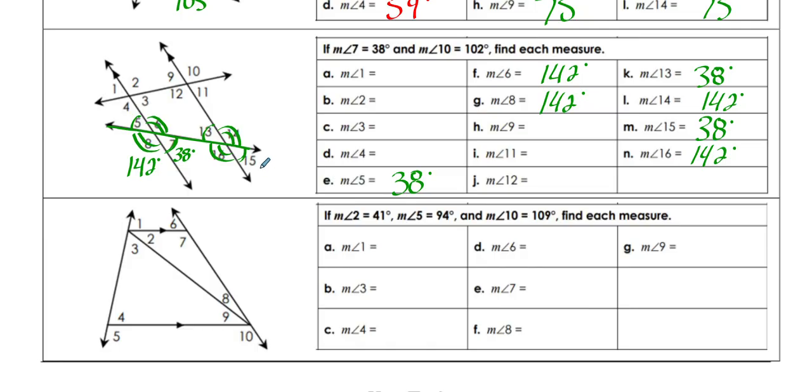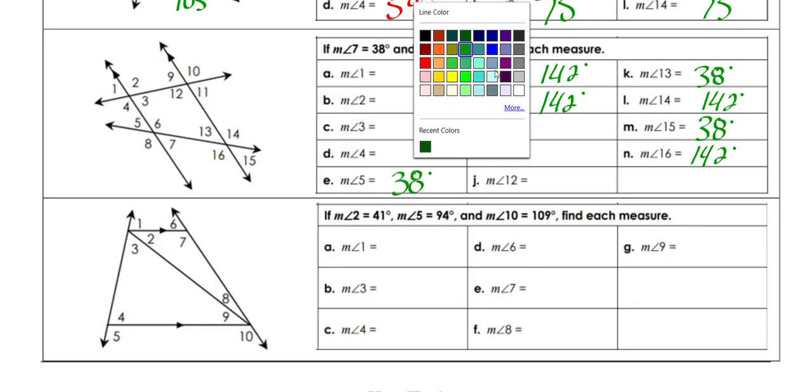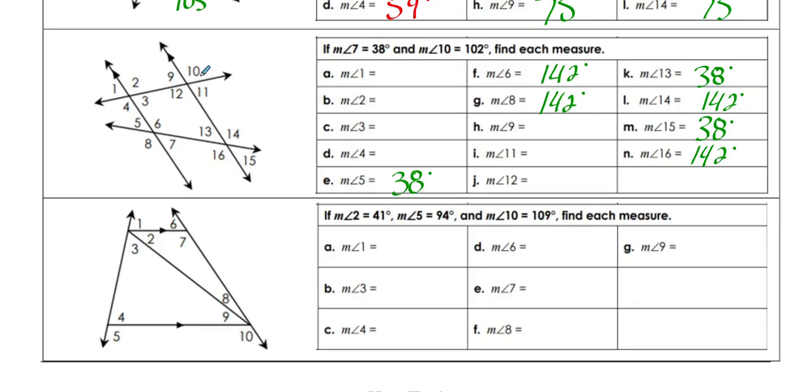These angles are not going to be helpful for any of these angles. Again, those two lines are not parallel, so we can't conclude anything based off of those at the bottom, but we can use angle 10 as 102 to help us find all of those missing angles.